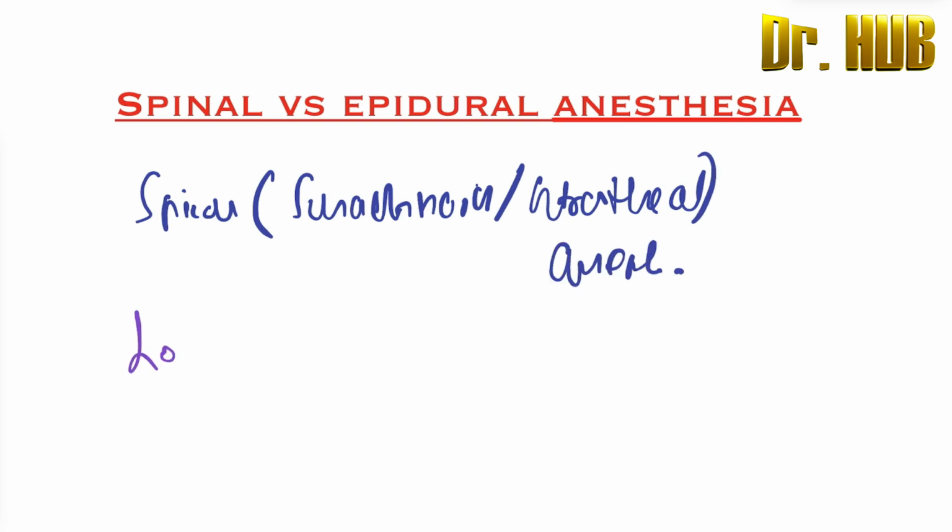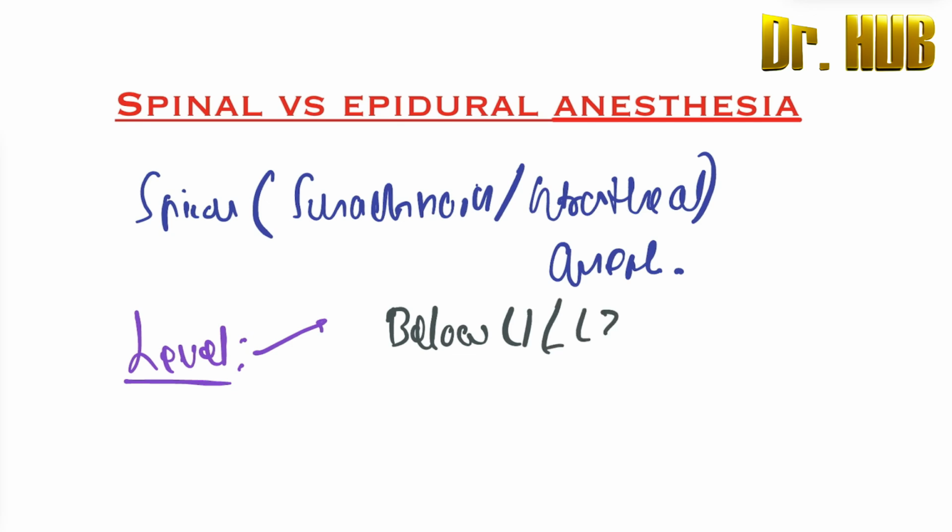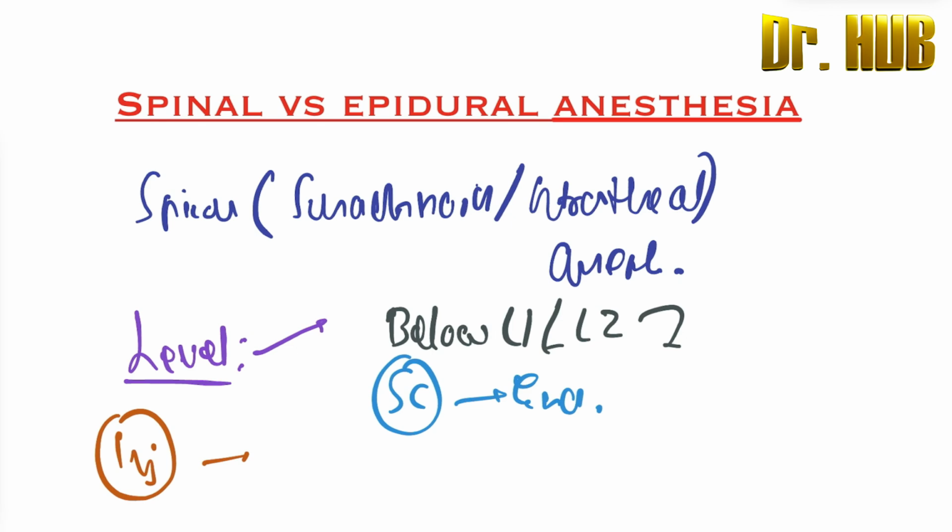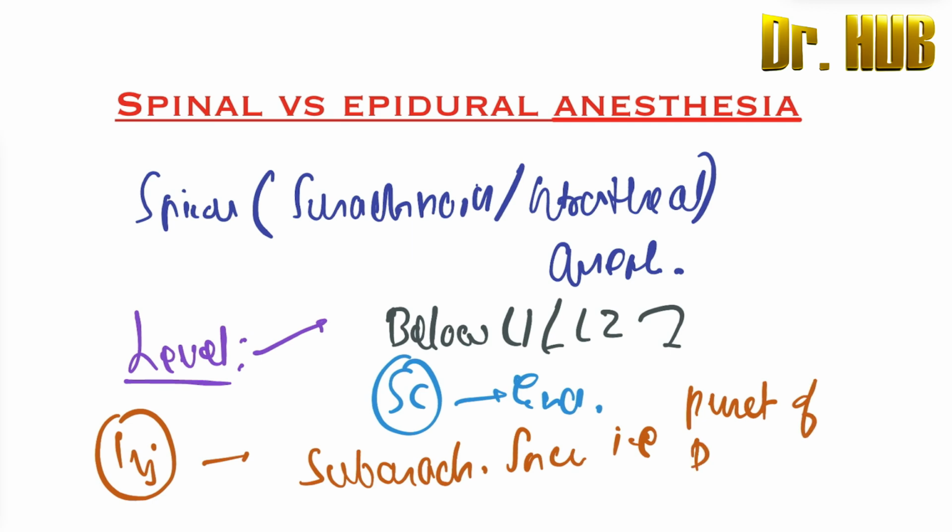Now let's look at the level of the spinal anesthesia. The level will be below L1 as well as L2, where the spinal cord ends. Next, where is the injection? The injection in spinal anesthesia is in the subarachnoid space, which is a puncture of the dura mater.